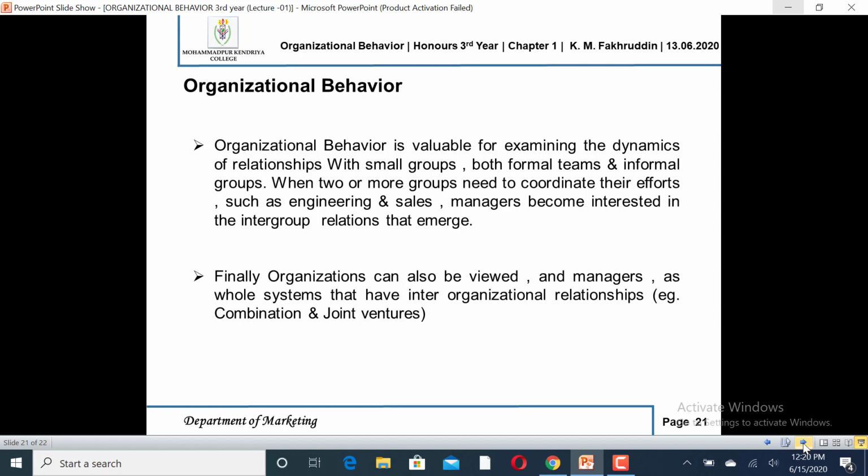Organizational behavior is valuable for examining the dynamics of relationships within small groups, both formal teams and informal groups. When two or more groups need to coordinate their efforts, such as engineering and sales, managers become interested in the intergroup relations that emerge. Finally, organizations can also be viewed by managers as whole systems that have inter-organizational relations. Example: combination and joint venture.